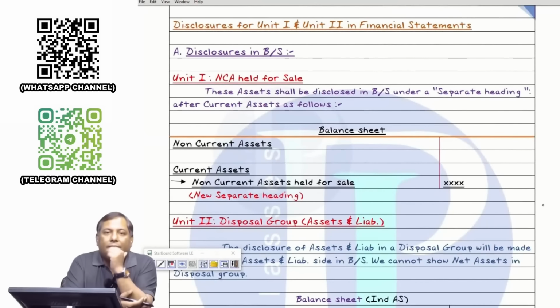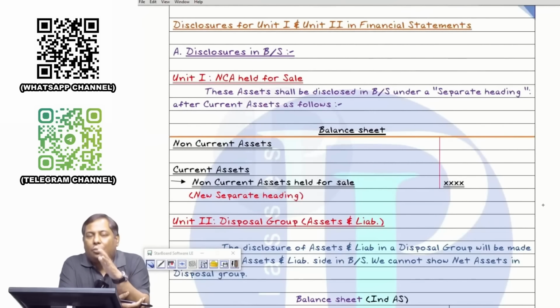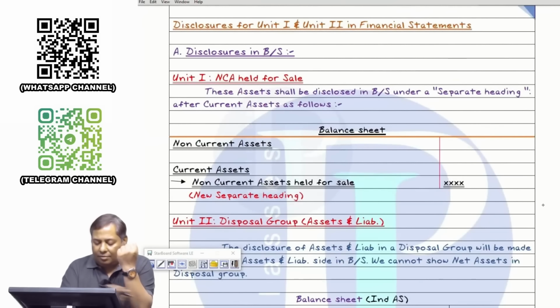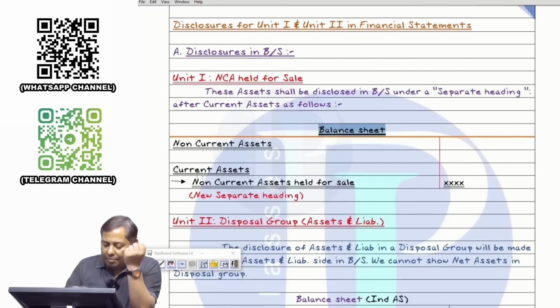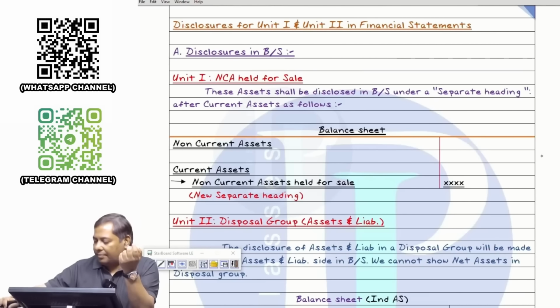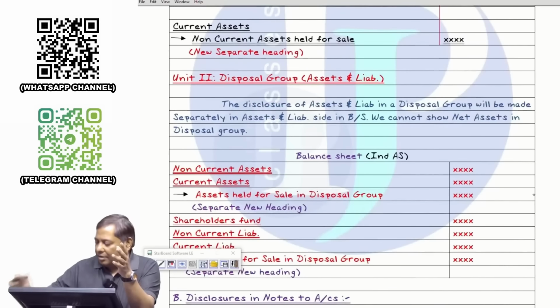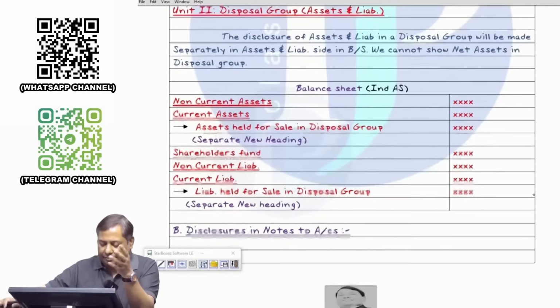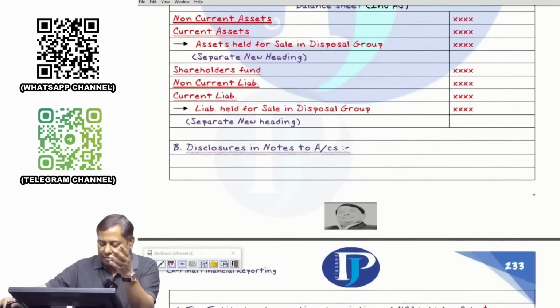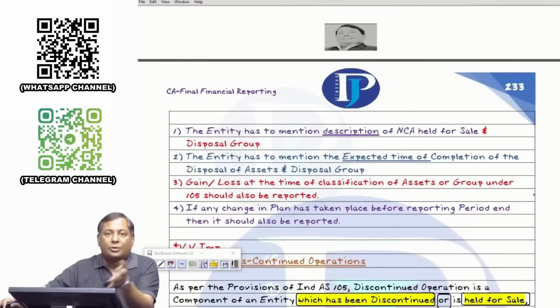Now comes the disclosure. In unit 1 and 2, we will discuss the disclosure. Now see, this is the balance sheet. In the balance sheet, after current assets, you will add a new heading called non-current assets held for sale. This is your new separate heading. This was taught in balance sheet itself. Read about the disclosure from the copy. Everything is there. This is balance sheet presentation. Here are the notes for the accounts disclosure.